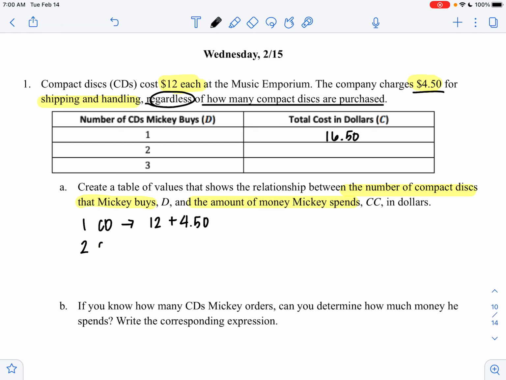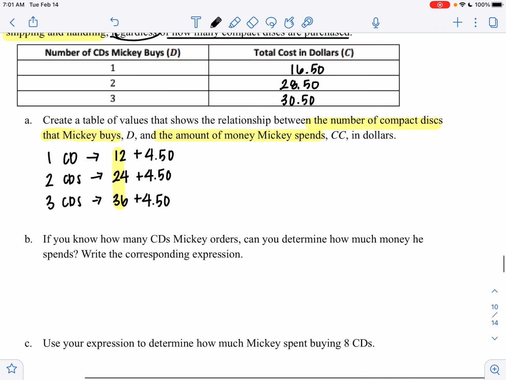And so for 2 CDs, I know the CDs are going to be $24, right? I doubled the price of the CDs. But the shipping is not going to change. It's still $4.50. And so the total cost is $28.50. And it's the same thing for 3 CDs, right? We're going to have to spend another $12 on the CDs. So notice how the CD cost is increasing by 12, but the shipping cost is still $4.50. So it's $30.50. And so B asks for the expression.